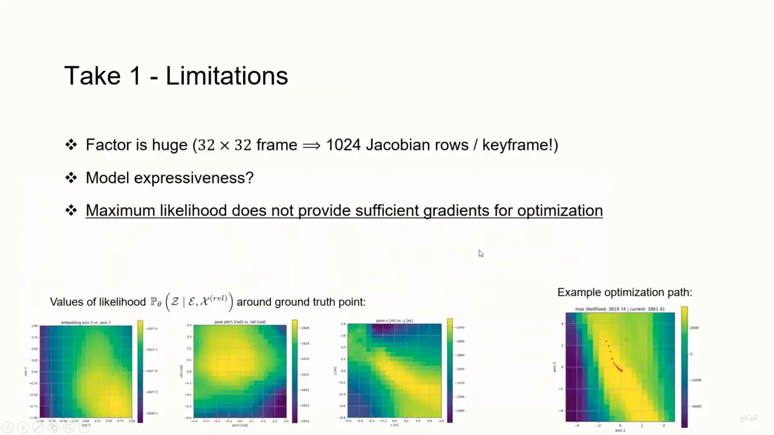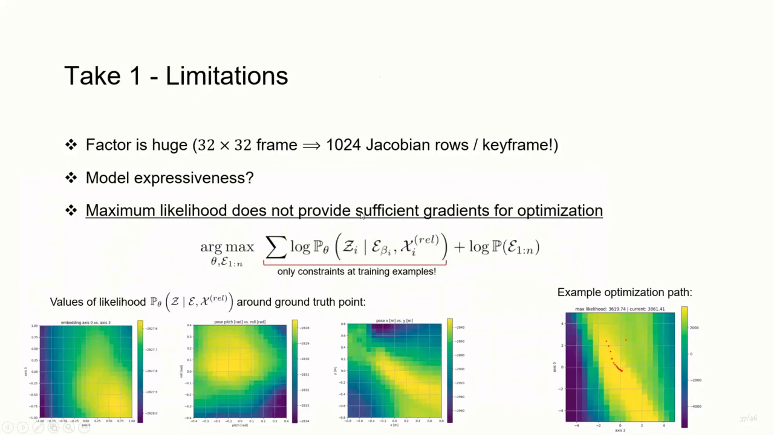We identified the fundamental reason: maximum likelihood does not provide sufficient gradients. The cost function only constrains the values at training examples, whereas when we try to use the learned model for inference, we actually have wrong initialization. So we're not on training data, we're away from training data. We have wrong initialization for the variables, for the relative pose and the object descriptions, and we try to converge back to the ground truth.